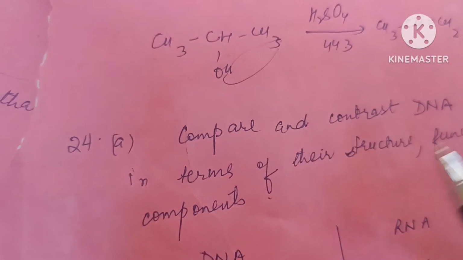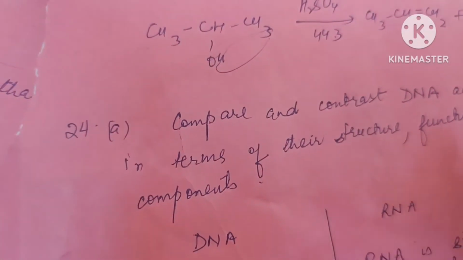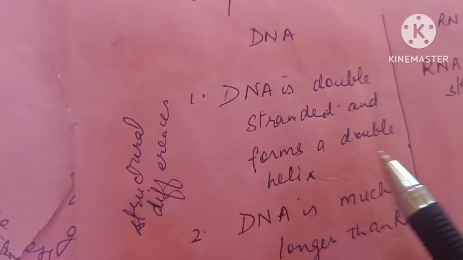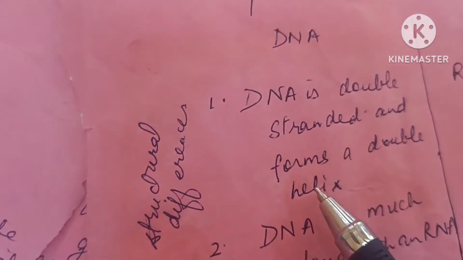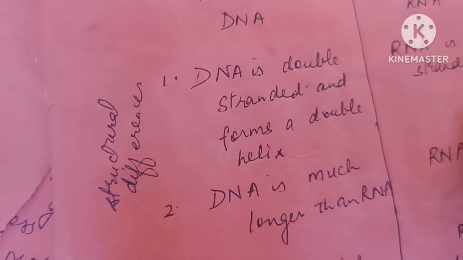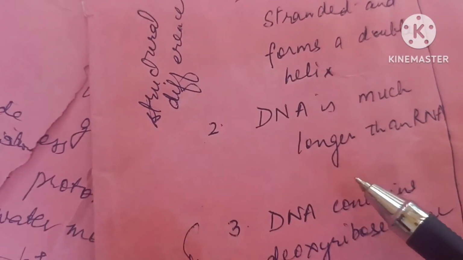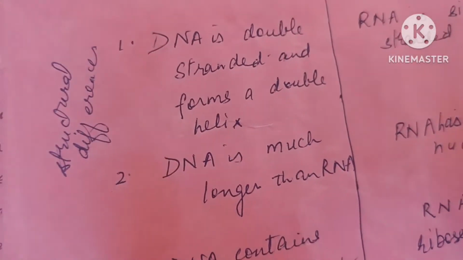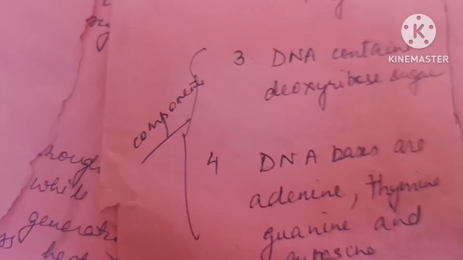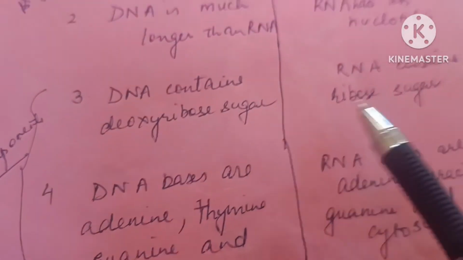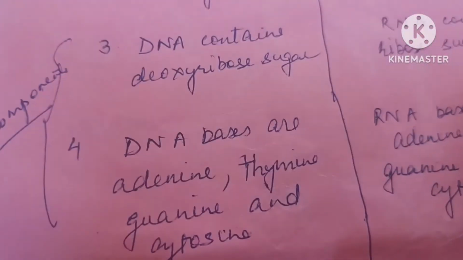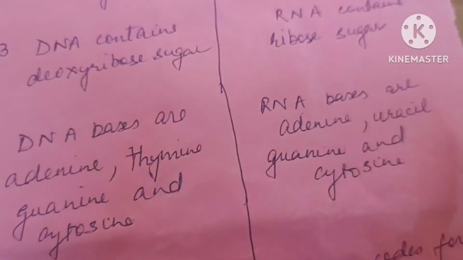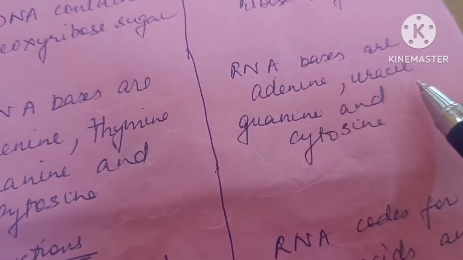Compare and contrast DNA and RNA in terms of their structure, function, and components. So DNA is a double-stranded structure and forms a double helix. RNA is single-stranded. DNA is much longer than RNA. RNA has fewer nucleotides. DNA contains deoxyribose sugar. RNA contains ribose sugar. DNA bases are adenine, thymine, guanine, and cytosine. RNA bases are adenine, uracil, guanine, and cytosine.